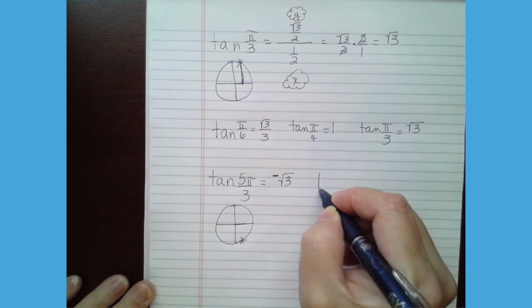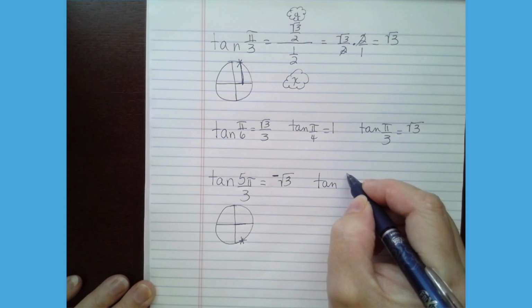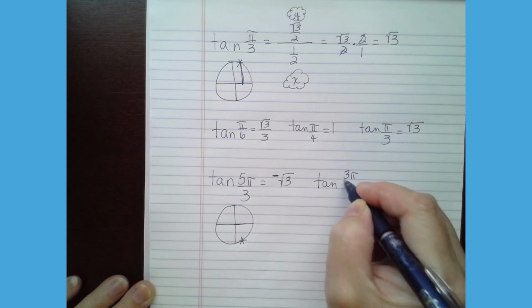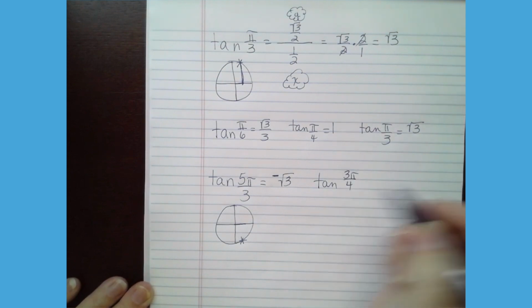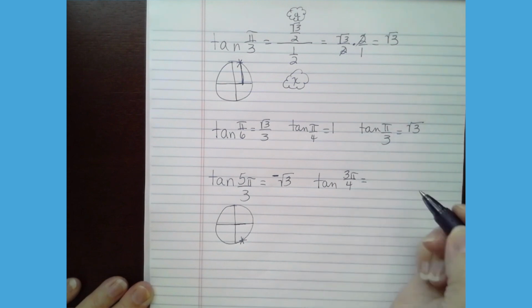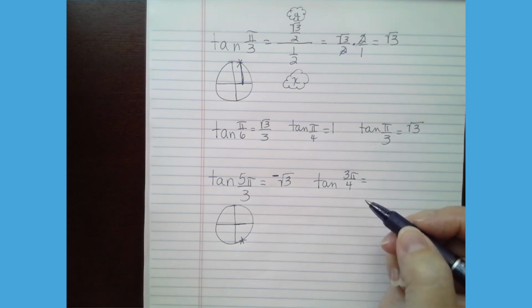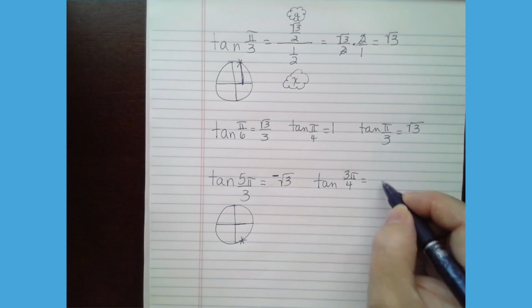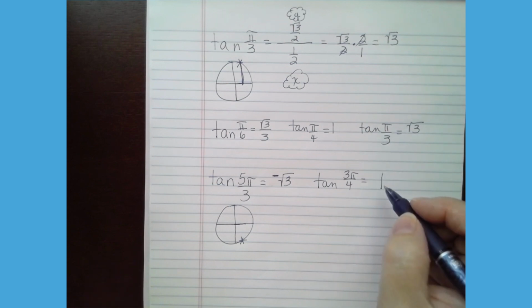Okay? I'll try to do this a little better. Sorry about that, y'all. 3 pi fourths. It should be looking more like that. All right, tangent of 3 pi fourths. We love you. We know you're 1. Oh, yes, we know you're 1, but are you positive or negative?